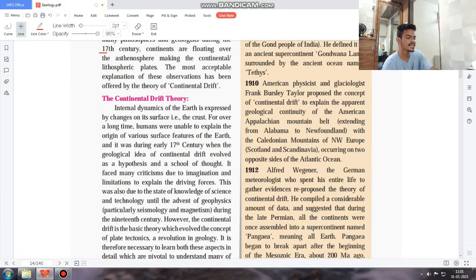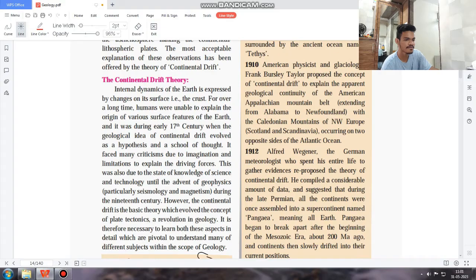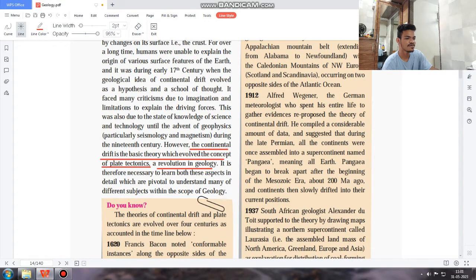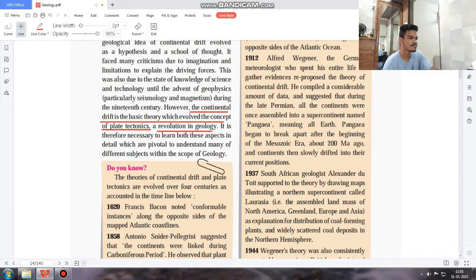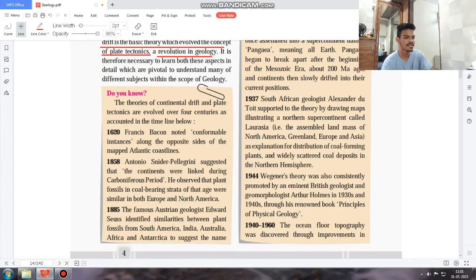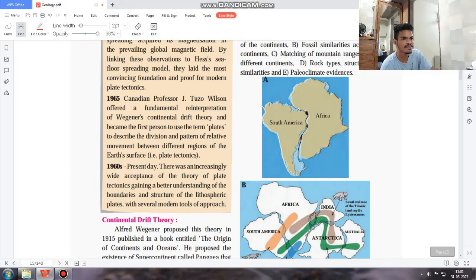Continental drift theory is basically that the Earth was not formed like this at that time. Continents drifted. As a result, this theory came into consideration. Here's a small line written, you can note this down: the continental drift is a basic theory which evolved the concept of plate tectonics, a revolution in geology. So this is an important sentence. Basically, we can come to know more on the next page. These are the different geologists who actually discovered plate tectonics. Next page is the main part of plate tectonics, continental drift theory. Yes, this entire paragraph is important.